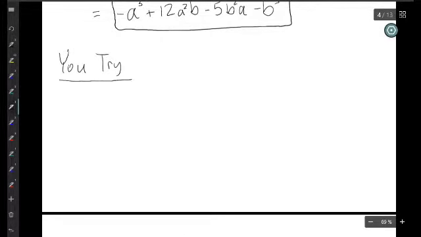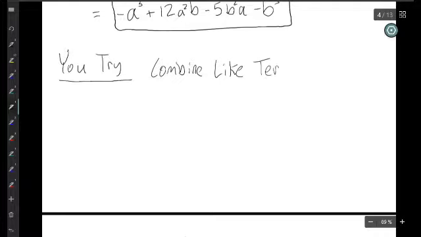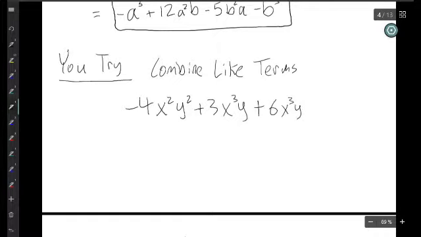From our book, I believe. Combine like terms. Negative 4x squared y squared plus 3x cubed y plus 6x cubed y minus xy cubed plus 2x squared y squared.